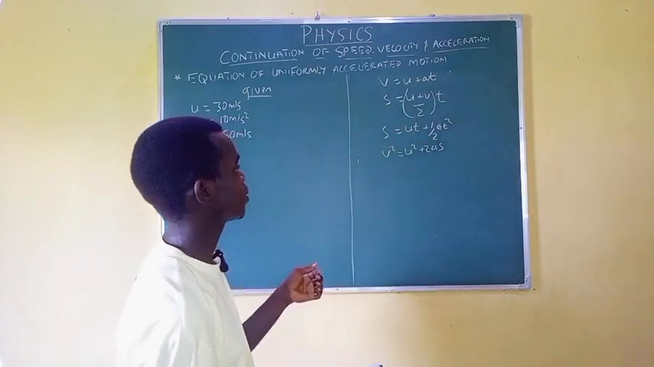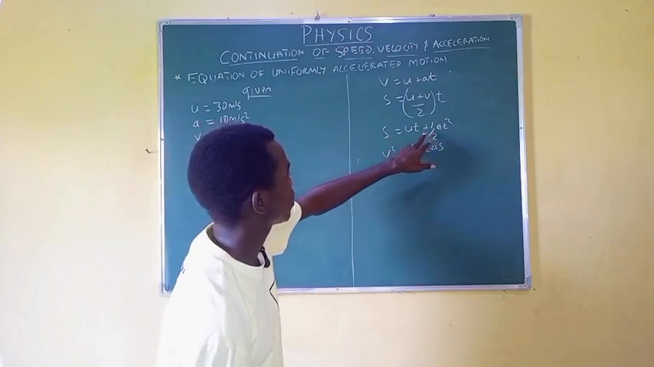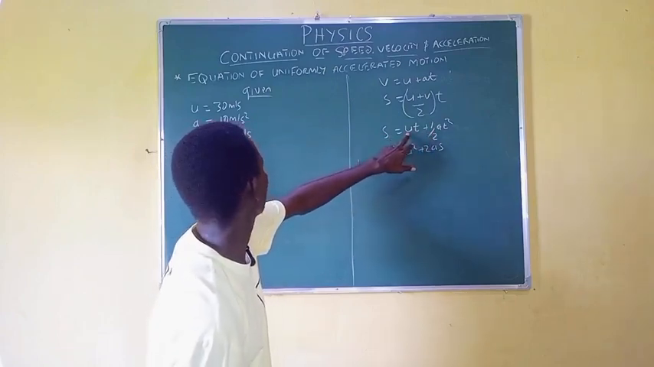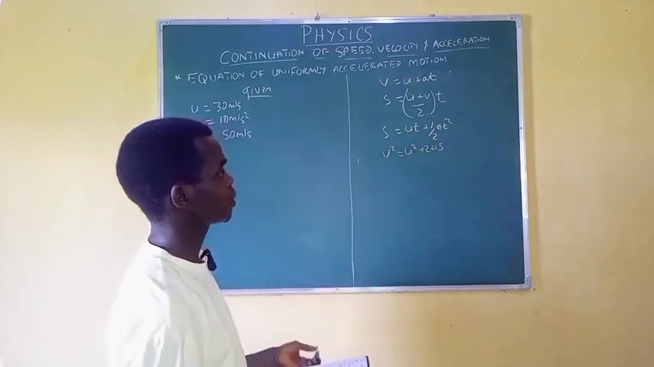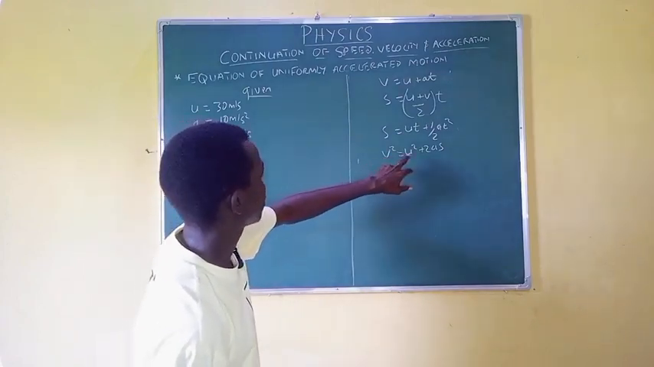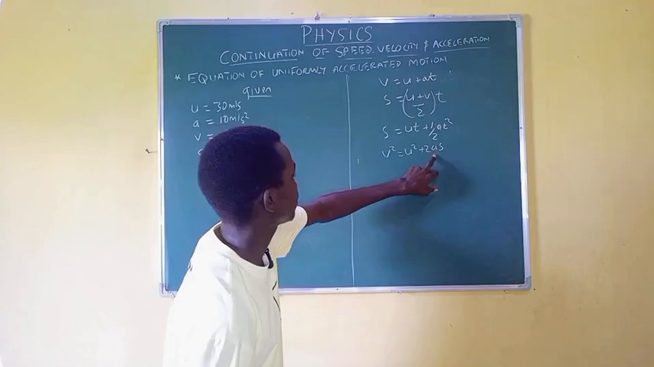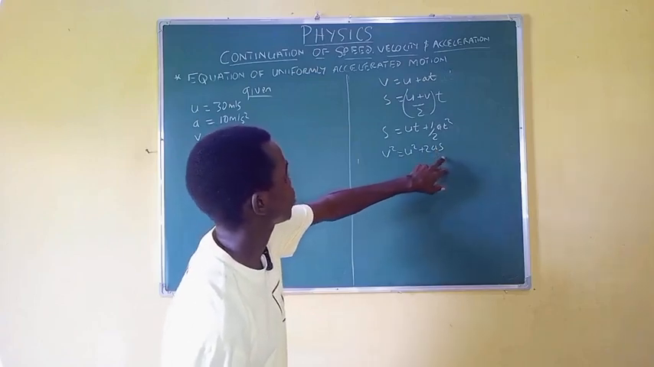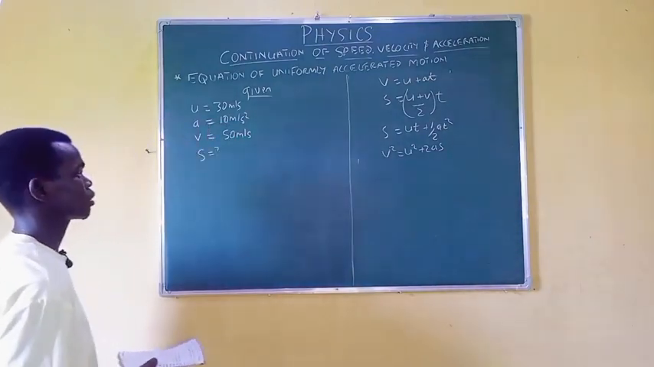You cannot use that equation. When you look at this, there is acceleration, there is initial velocity, but there is no time. You cannot use that equation. Then if you look at the 4th equation, you have the final velocity, the initial velocity, and acceleration, and we are asked to find s. So this is the best equation we can use for this question.